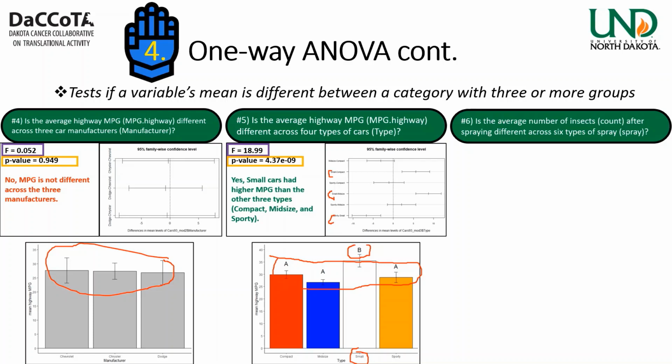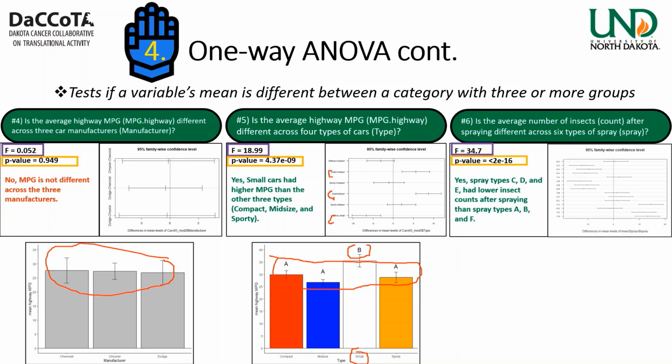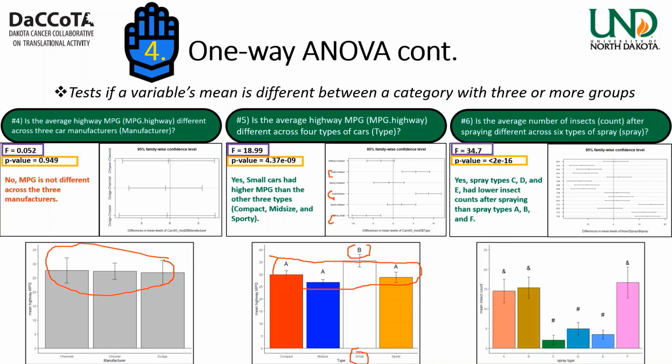Now 6, let's turn to insects, because again, you can count insects pretty nicely, just like you can count things on plants. Is the average number of insects after spraying different across 6 types of sprays? So wow, you can see we did 3 groups, we did 4 groups, heck, we can do 6 groups. And hey, that's significant.